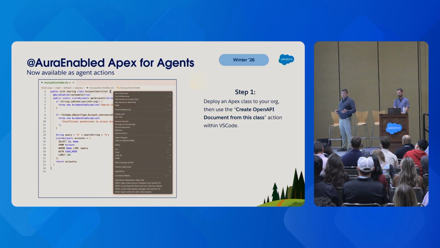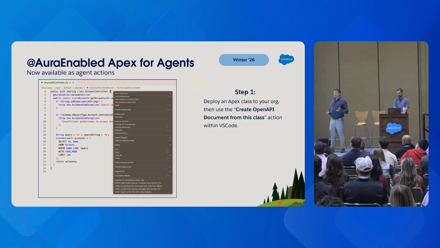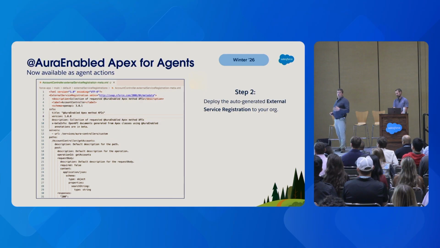To enable those for use in agents, you need to go to VS Code and generate an OpenAPI doc from your Aura endpoint, from your class. You can do that through the menu options there. And that will generate an external services resource with the OpenAPI specification that describes your Aura-enabled endpoint. And now you can metadata deploy that new file as part of your source code to your org.